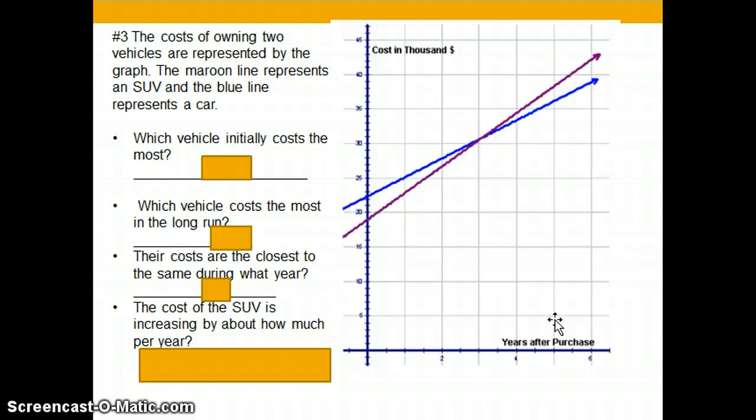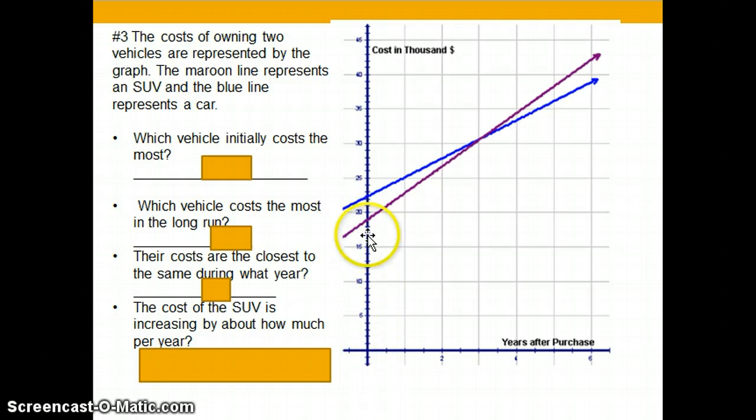Okay, the last activity we're going to do is we are going to look at this graph, and we're going to compare the costs of two different cars. So the cost of owning two vehicles are represented by the graph. The maroon line, that's this purple line right here, is an SUV, and the blue line is a car. Okay, so first question says, which vehicle initially costs the most? And I want you to think about what the word initially means. Initially means at the beginning of time. This is time down here at the bottom. It says years after purchase. So at the beginning of time, 0 years after purchase, basically you just bought it.